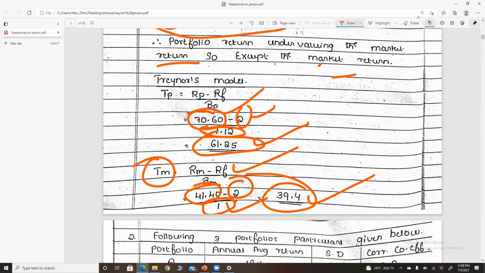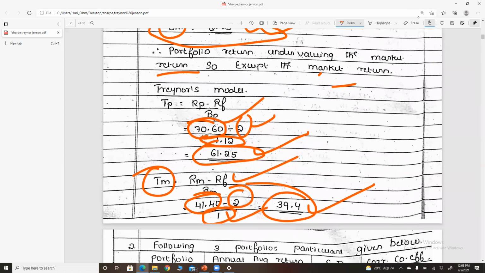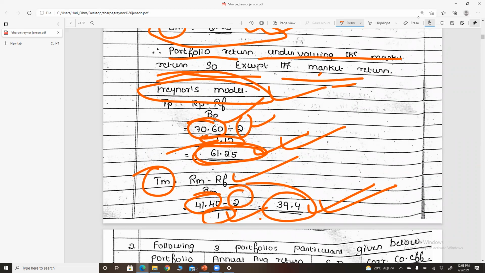I forgot to give the explanation at the end. So like this you have to write, even after Treynor's model also. Even in Treynor's model you have to write that the individual portfolio return is more compared to the market return, because 61.25 is the individual portfolio return, and the market return is only 39.4. So the individual portfolio return is more compared to the market return, so accept the individual portfolio return. Is it clear? Like that you have to write the explanation.